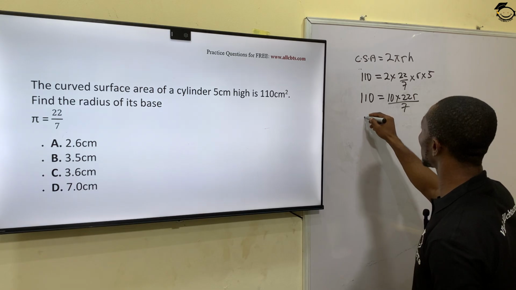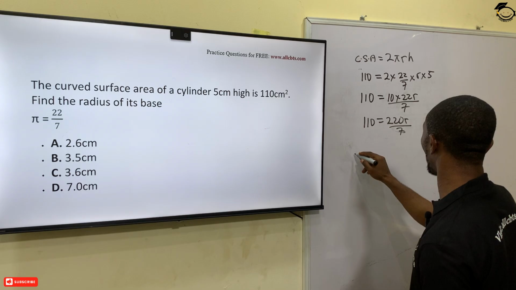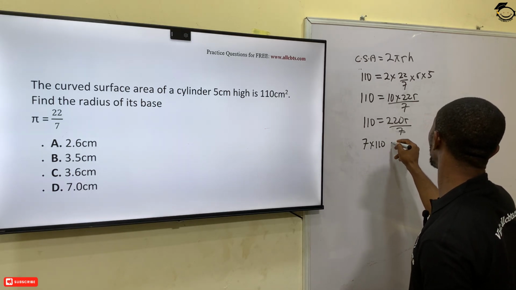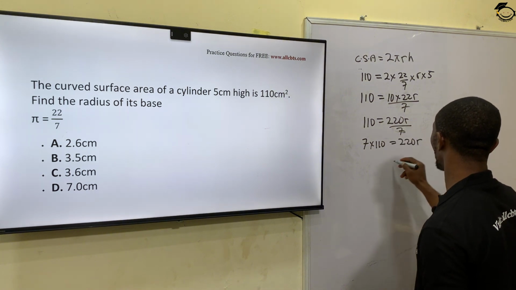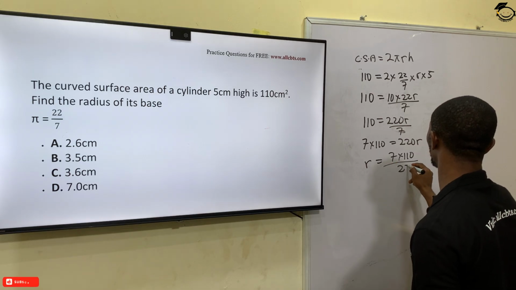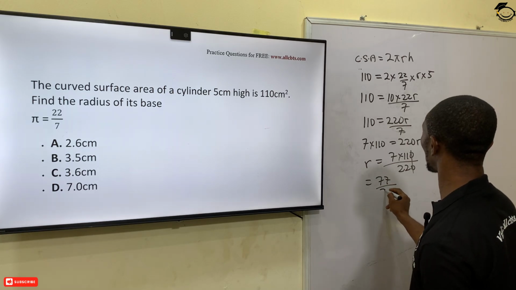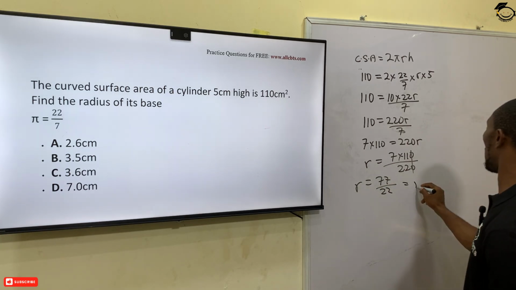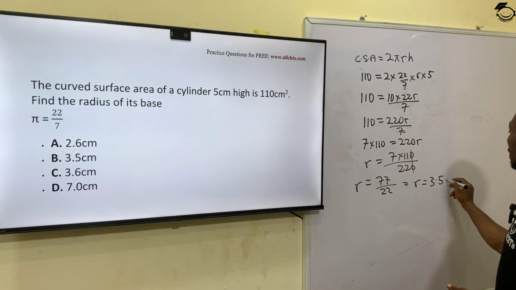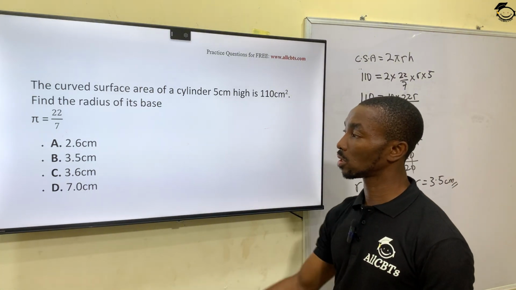Okay, so we can write this as 110 equals 220r over 7. Cross multiplying, we have 7 times 110 equals 220R. So R would be 7 times 110 over 220. Cancelling, we have 77 over 22 as our R. So R equals, when we divide this, 3.5 centimeters. So the radius of the base is 3.5 centimeters.